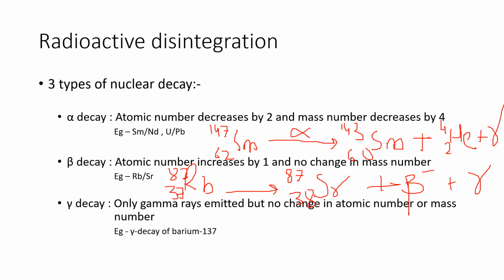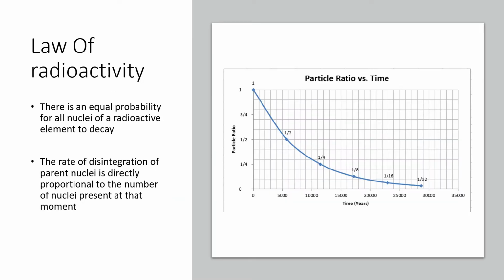So these are the 3 types of nuclear decay which we have to keep in mind, because it is going to be very important in future when we are going to study different types of isotopes and how they undergo radioactive disintegration, or different systems of isotopes. Okay. Now, the third and the most important part of this lecture is law of radioactivity.